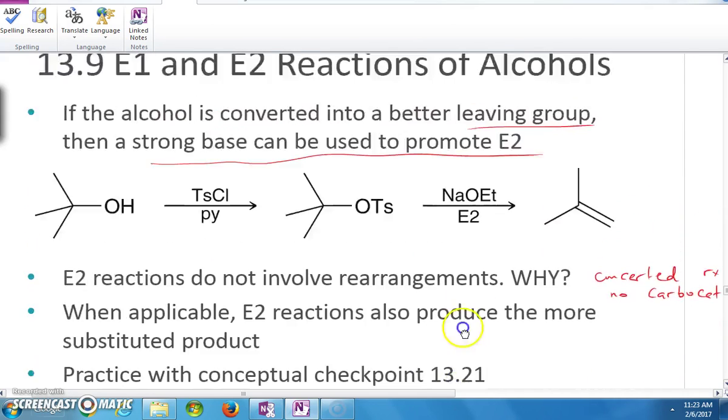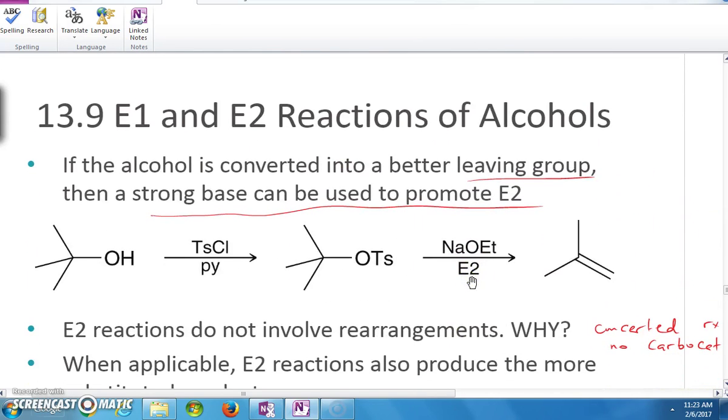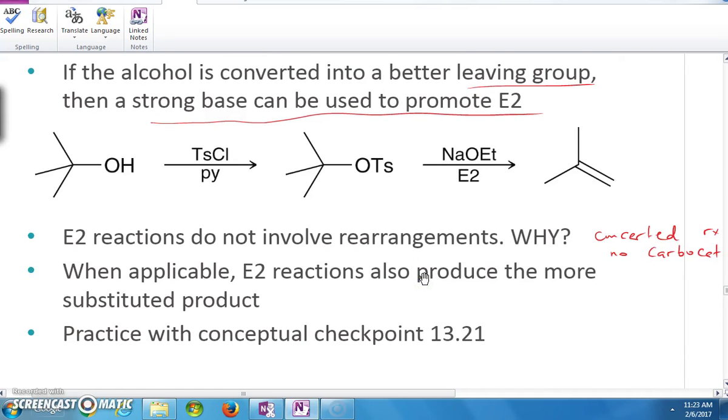Now, if the alcohol is converted to a better leaving group, then a strong base can be used to promote the E2. That's basically what is happening here. You have a strong base and you have a good leaving group, so that will go E2. Now, E2 reactions do not involve rearrangements, of course, because they are concerted. They don't involve a carbocation intermediate. When applicable, E2 reactions also produce the more substituted product, provided the leaving group and the proton being abstracted are anti-periplanar with respect to one another.